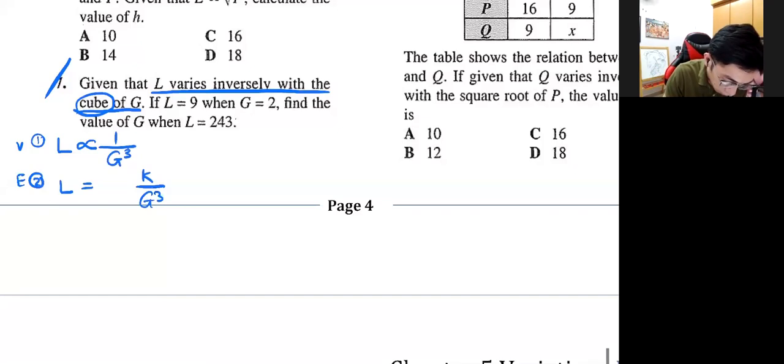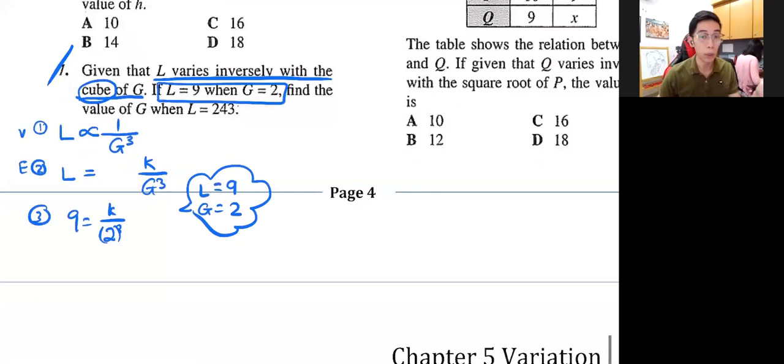So step 3. So now I will be getting this complete info. I'll write it over here. So L equals 9, G equals 2, then 9 equals K over 2 cube. You see? Sorry, my screen hung already. Wait for a while. So stop mirroring and then go into the mirror process again. Can you see the screen now?